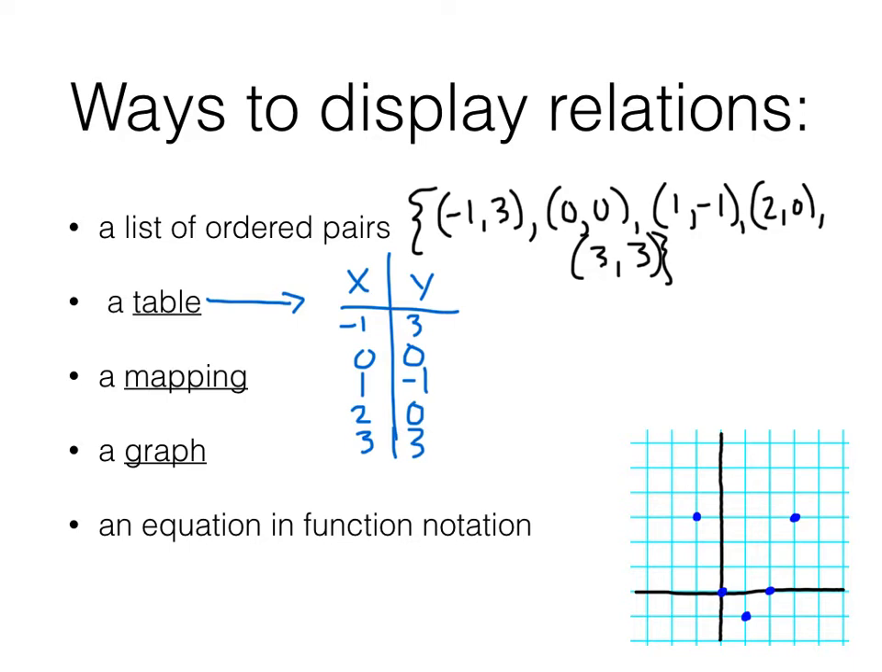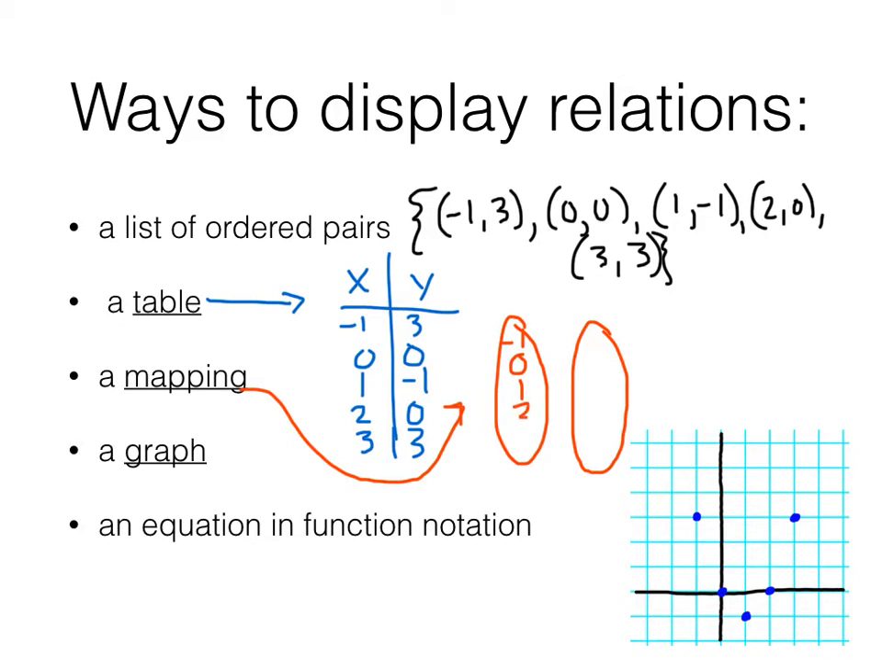A mapping is a very specific method of displaying a relation. I'm going to move it over here. You start off with two ovals. You put your x values in numerical order in your left-hand oval. You put your y values, again, in numerical order in your right-hand oval. So -1, 0, and 3.